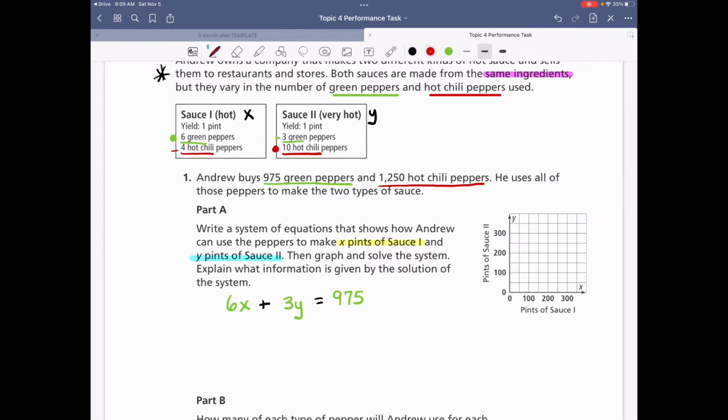Then we're going to do the same thing, but for the hot chili peppers, we have 4Y. Oh, no, I'm sorry. We have 4X, right? Because that's coming from our sauce 1. We only use 4 hot chili peppers for our sauce 1. And then he uses 10 chili peppers for his sauce 2. And sauce 2 I'm calling Y.